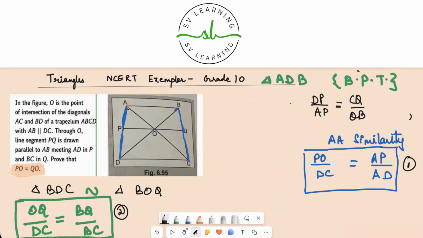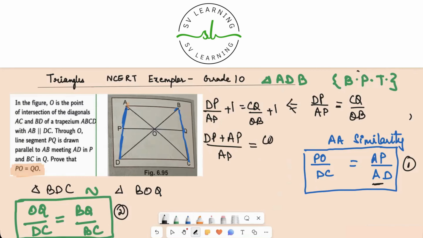Okay. DP, now observe, DP by AP. But maybe if I can get AD full, so in that case, what do we do? So we know, right, we can always add a 1 if we want to convert it to full length, right? Extension of BPT. So what will I get? I will get DP plus AP by AP is equal to CQ plus QB by QB.